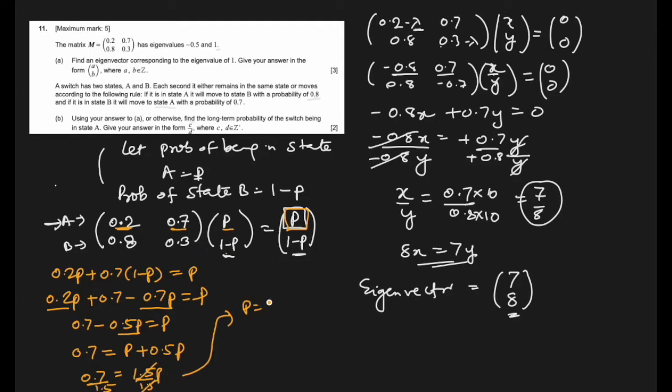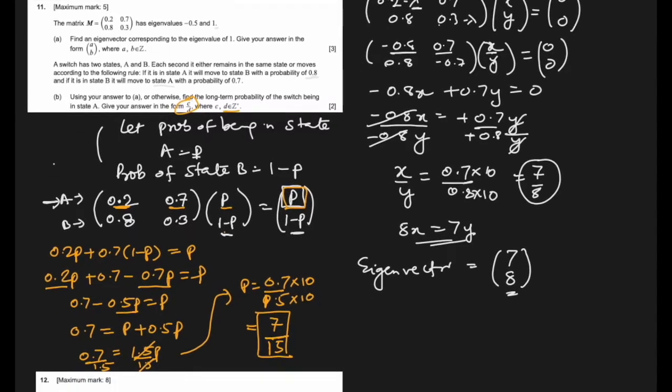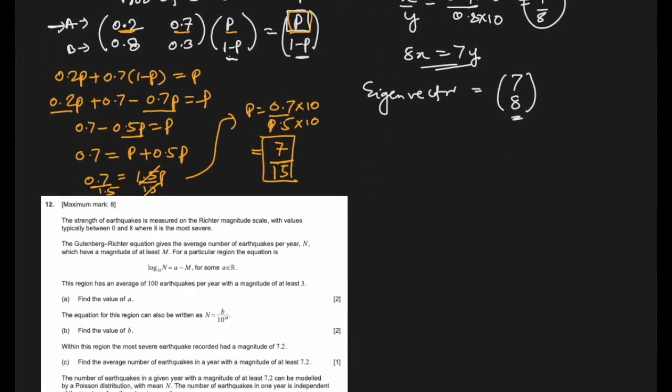So P comes out to be 0.7 over 1.5. And to make complete integers, because this is in the form of C over D and C and D have to be integers, we have to complete them. 0.7 times 10 is 7 and 1.5 times 10 is 15. 7 over 15 is the probability that it will remain state A after long term. Okay, question number 12.